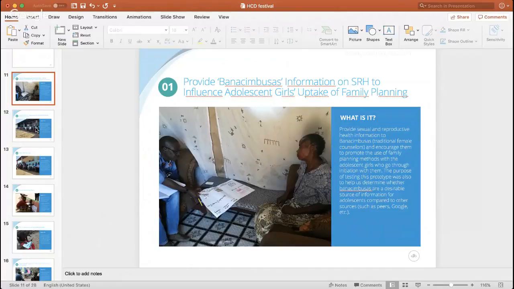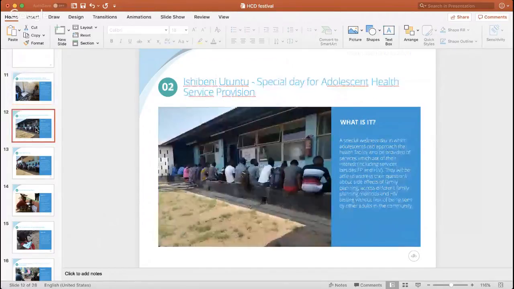We also tested this prototype that was called Ishi Benio Tuntu. It was a special day for adolescent healthcare provision in Zambia. We wanted it to be a day in which adolescents approach the health facility without any inconvenience, without the fear of being judged, without the fear of being seen by elders or members of the family or friends, but we wanted it to be a comfortable environment for youth.